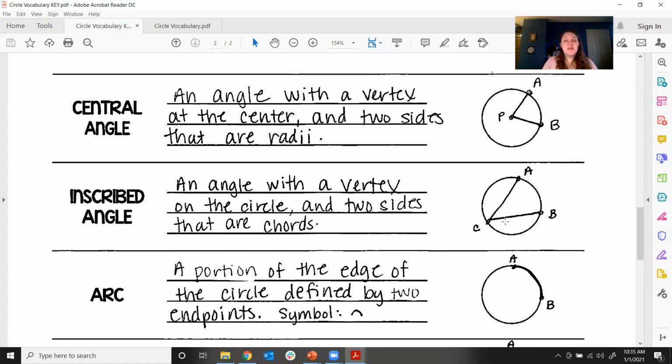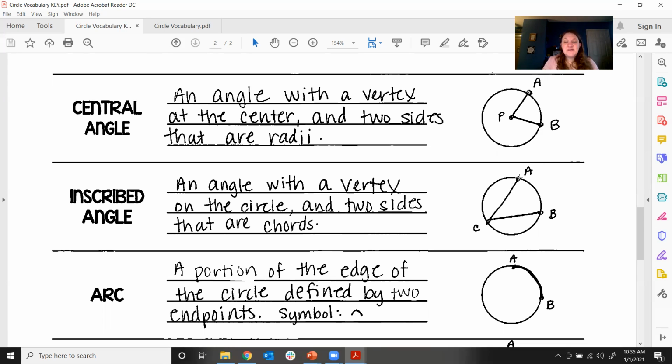We're going to talk about central angles. A central angle is an angle with a vertex at the center. So here P was the center of my circle. So angle APB is a central angle because its vertex is the center of the circle. The 2 sides of my angle are radii of the circle, which means AP and BP actually are congruent because they're radii of the same circle.